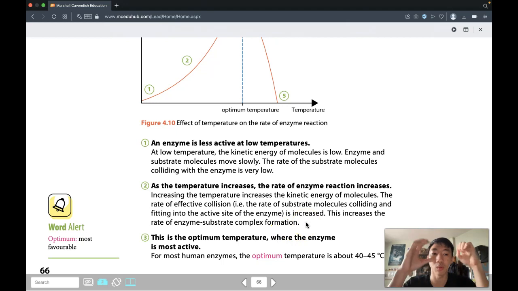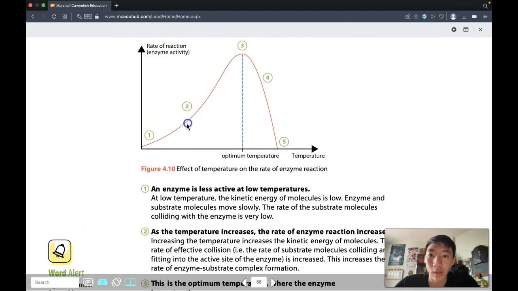So what happens is that as the heat increases, the temperature increases, the enzyme starts to move more quickly. The substrate also moves more quickly, and they can collide into each other. When they collide and they angle into that perfect fit into the active site, that is why I call it an effective collision. The substrate fits into the active site, and so there can be an enzyme substrate complex being formed.